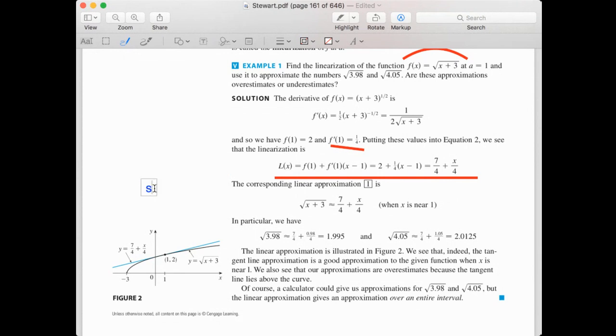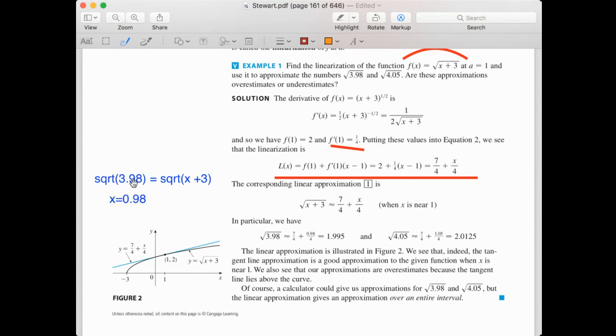So we're trying to find the square root of 3.98. I think this is a better way to explain it, because the function is the square root of x plus 3. Okay, in this case, what's our x? Our x is 0.98.